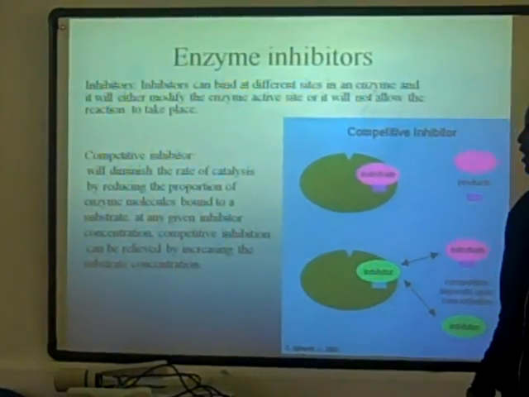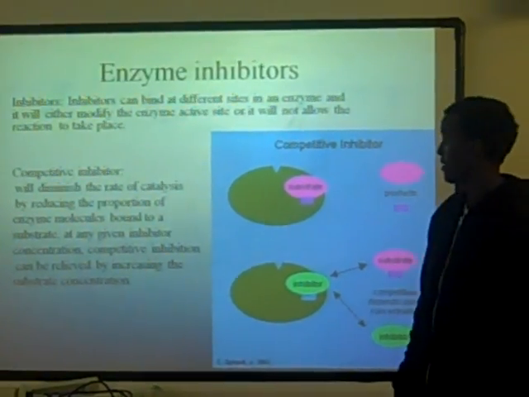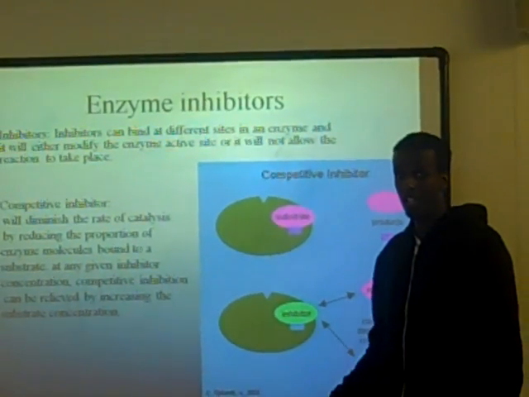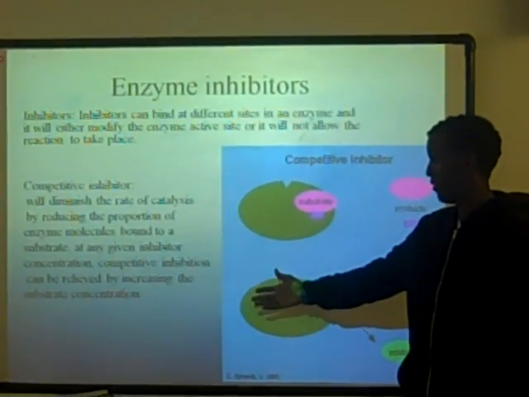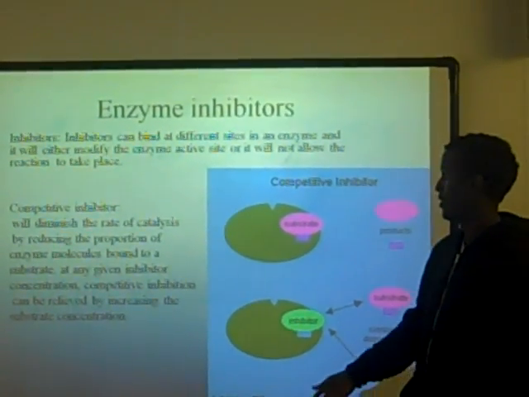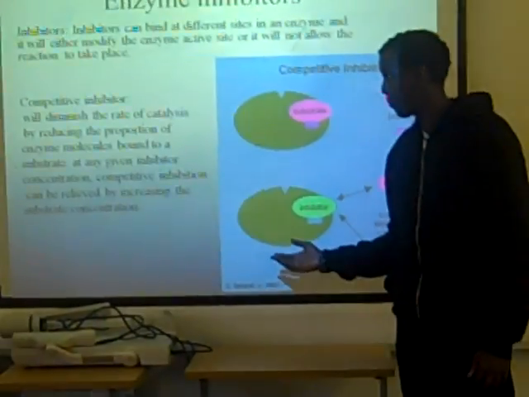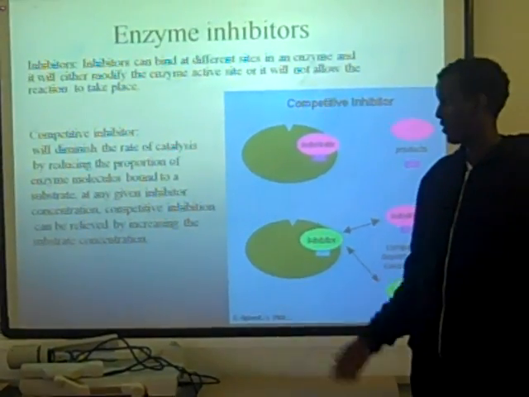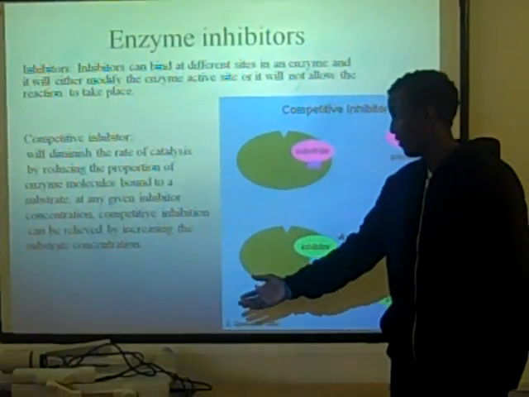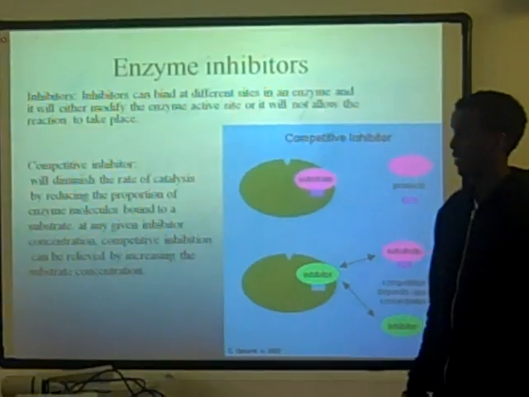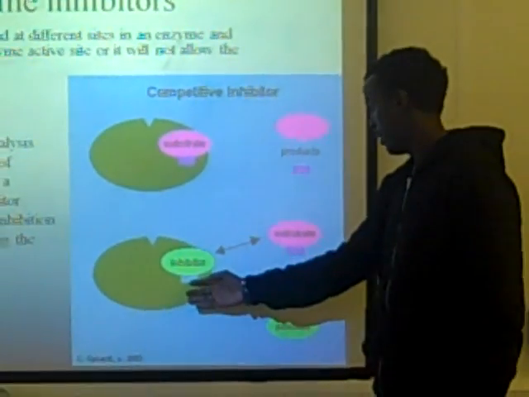Enzyme inhibitors. Inhibitors combine at different sites in an enzyme, and they will either modify the enzyme active site or not allow the reaction to take place. We will be going through 3 different types of inhibitors: the competitive, which you can see here, the non-competitive, and the uncompetitive. The competitive inhibitor will diminish the rate of a catalyst by reducing the proportion of enzyme molecules bound to a substrate at any given inhibitor concentration. Competitive inhibition can be relieved by increasing the substrate concentration. As you can see in the diagram, the inhibitor binds at the active site, which therefore leaves out the substrate.